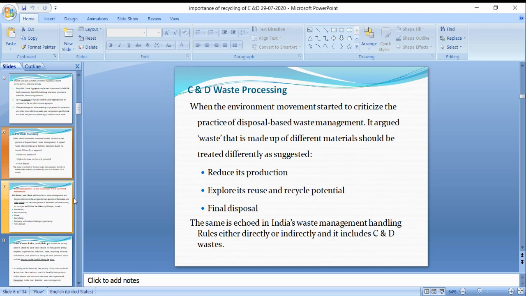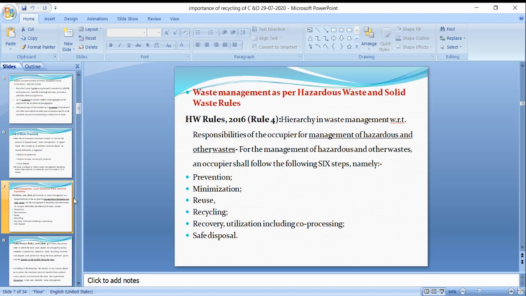Then final disposal, how to dispose it, is also most important. We have different materials, so how to dispose and treat them should be suggested so that the waste can be reduced. The same is echoed in India's waste management handling rules, either directly or indirectly. It includes C&D waste. So what are the rules? We are covering the rules and also the processing.